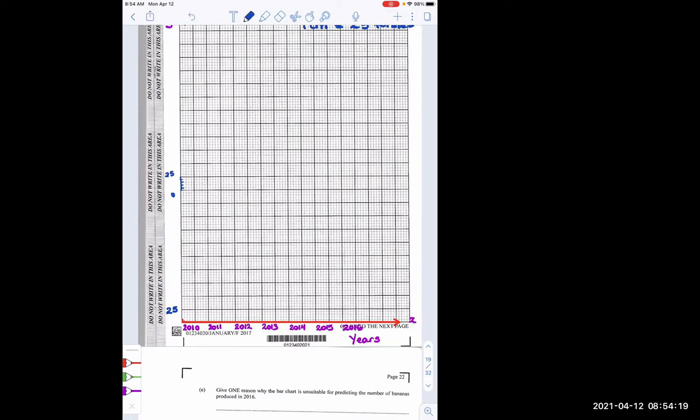So how much would one small block represent? 25 divided by 5, which is 5. So we counted in 5s: 5, 10, 15, 20, and 25. All right? So let's go.